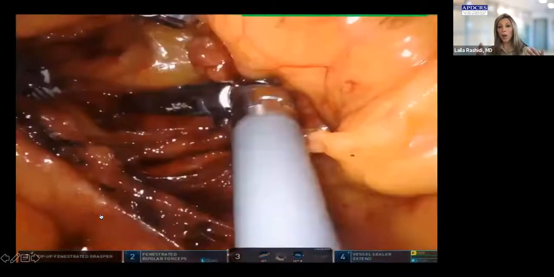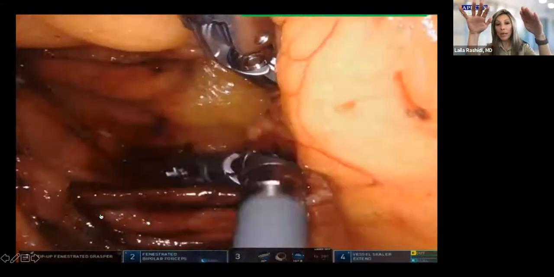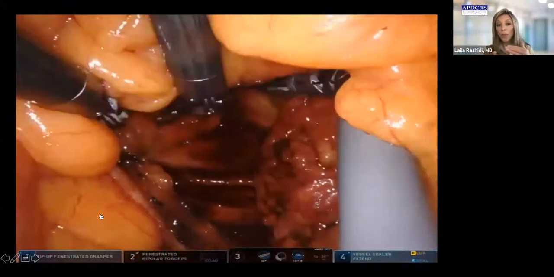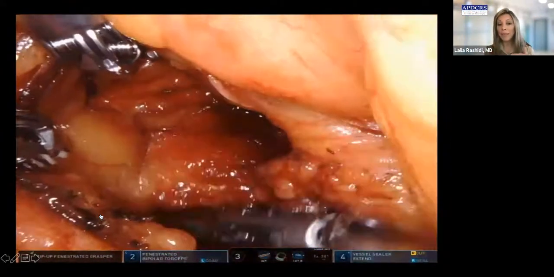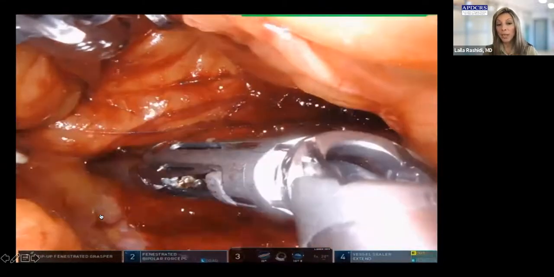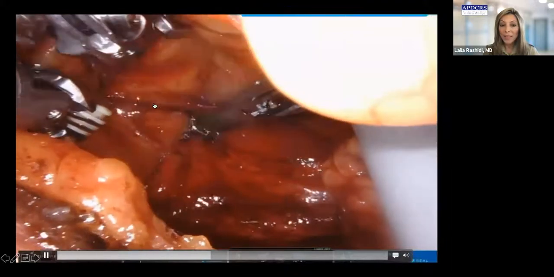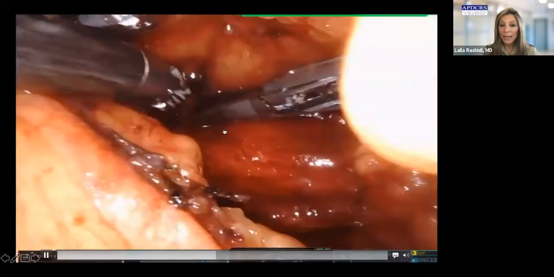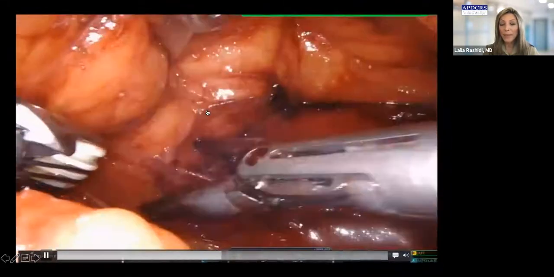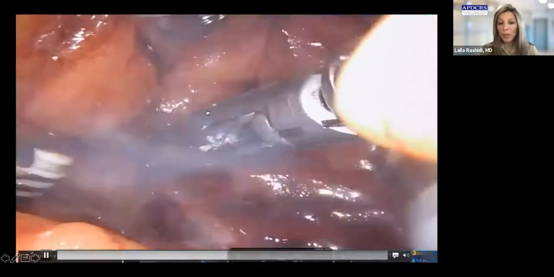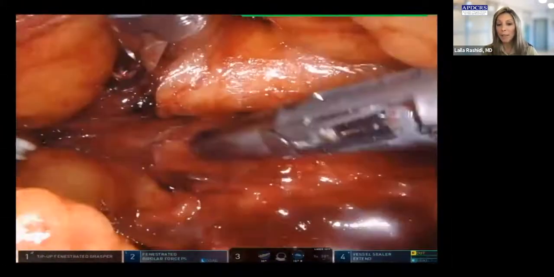So this just helps to retract the mesocolon up, and using both my bipolar forceps and the vessel sealer to do the dissection from a medial to lateral portion. So you see this is kind of like this yellow fat we talked about, and this is the Gerota's fascia, which usually in the other video was nicer visualized. It's kind of this pale fat.